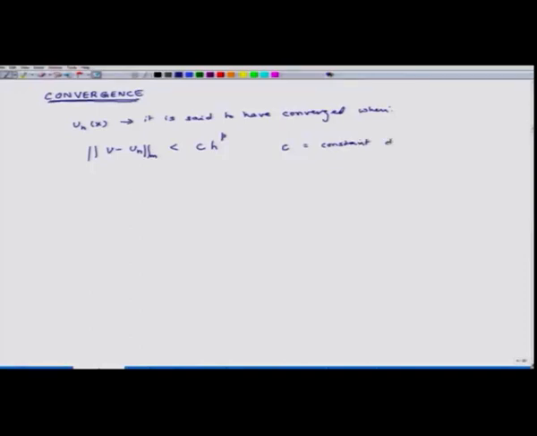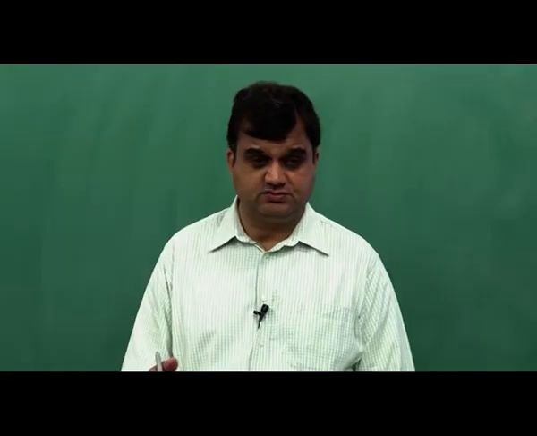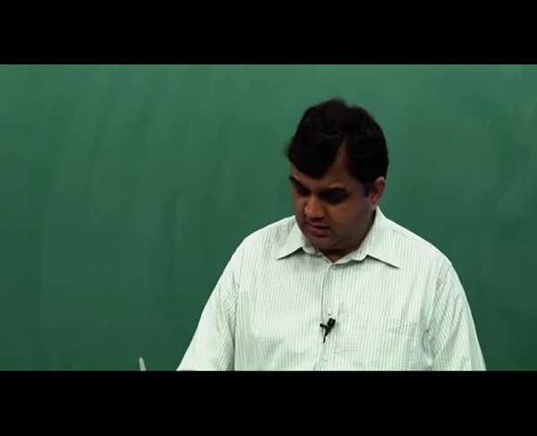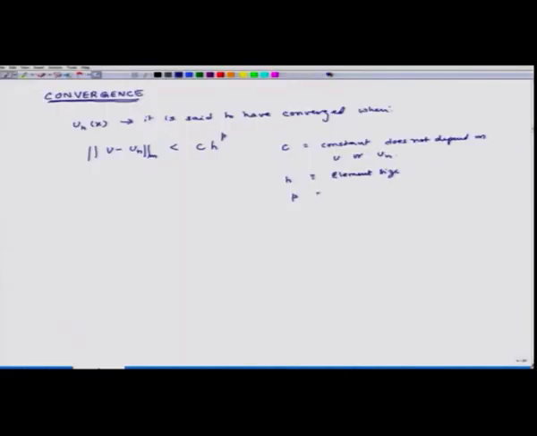and it does not depend on u or u_h. h depends on element size. It need not be the exact element size, because you may have a mesh with all sorts of element sizes, but it depends on the element size. Overall, if your element size is small, then h is small, and so on. And p is known as the rate of convergence.